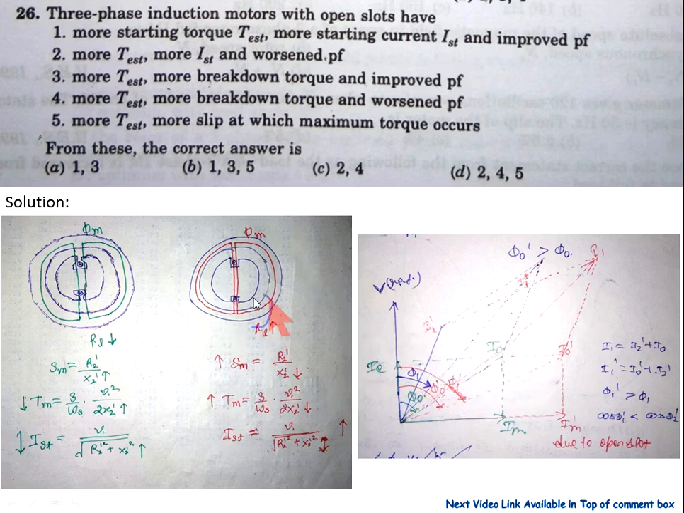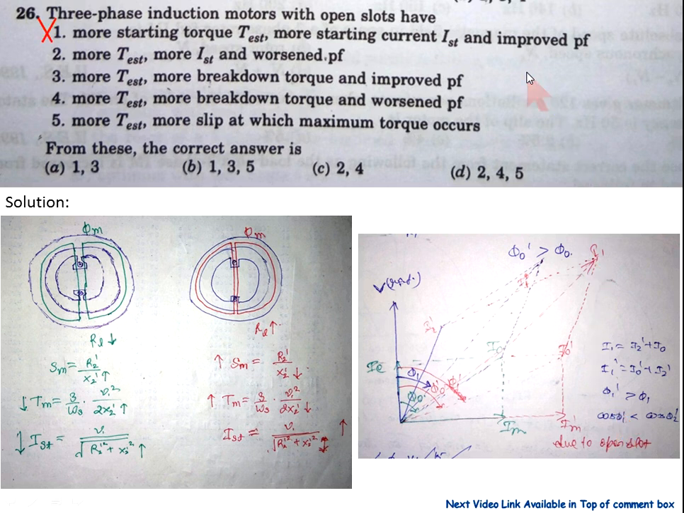Now if reluctance is increased, then reactance is decreased. Due to the reduction in reactance, the magnetizing current is increased. Due to the increase in magnetizing current, the power factor angle is increased. If the power factor angle is increased, then the cosine of this power factor angle is reduced. The power factor is worse, so improved power factor is not correct. So statement 1 is wrong.